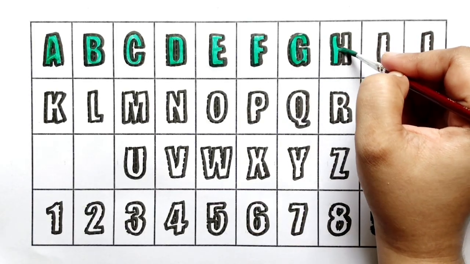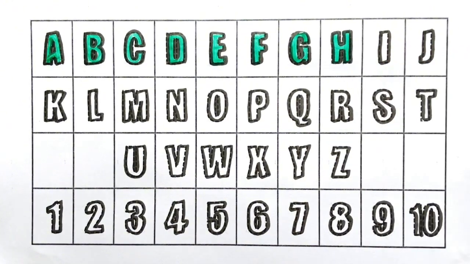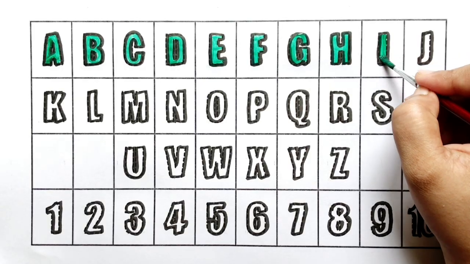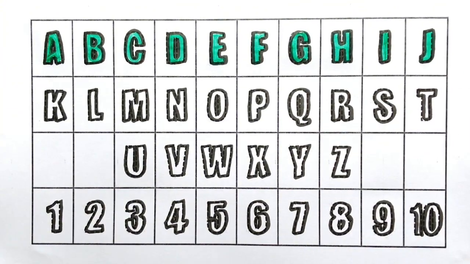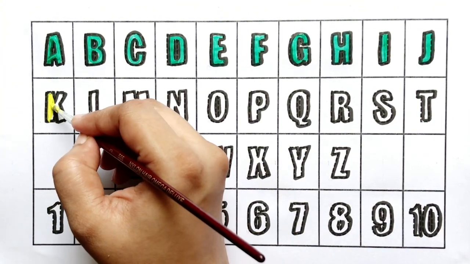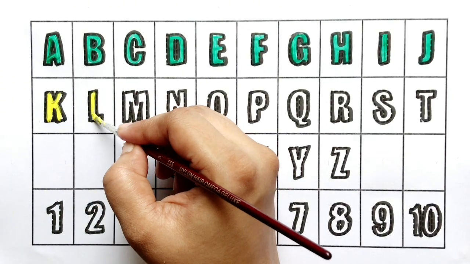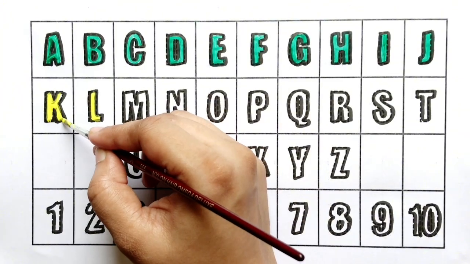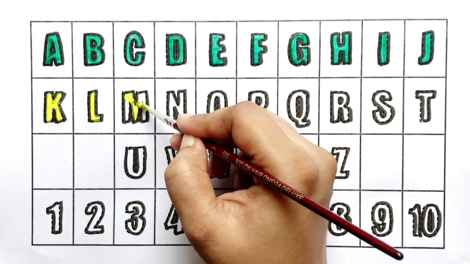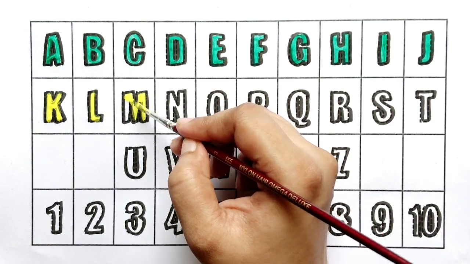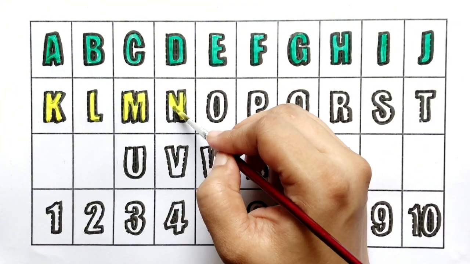H for house. I for ice cream. J for jelly. Yellow color. K for kite. L for line. M for monkey. N for nest.